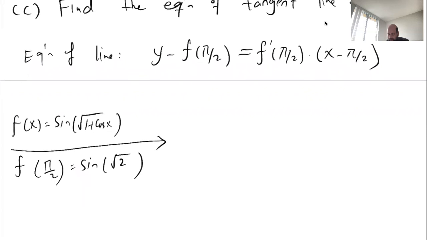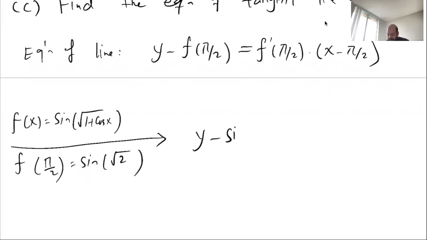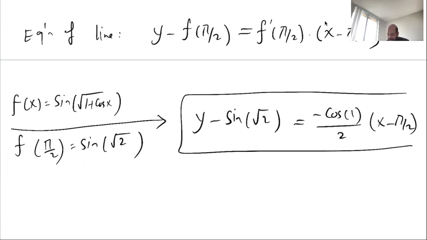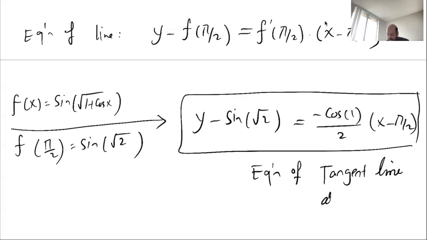And then y minus sine root 2 equals minus cos 1 divided by 2 times x minus pi half. So this is the equation of tangent line at x equals pi half.